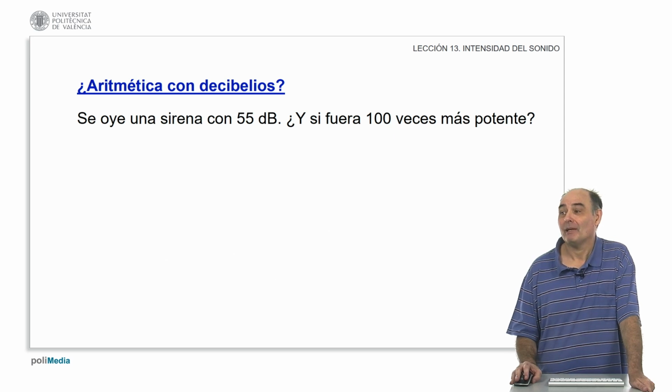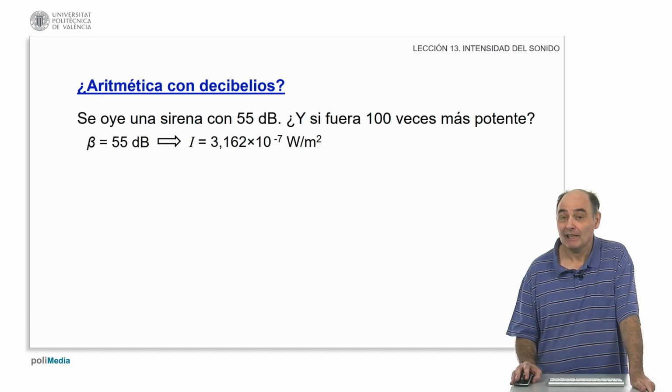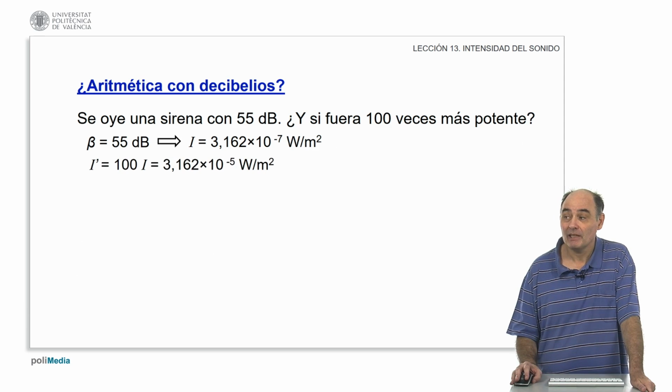Two examples to finish the subject. We have a source with 55 decibels, and if it were 100 times more powerful, well, it is not 5,500. Why? Because the corresponding intensity would be this one. 100 times the power would give me 100 times more intensity, and the level, being a logarithmic scale, is not 100 times greater. It gives 75 decibels, not 5,500.